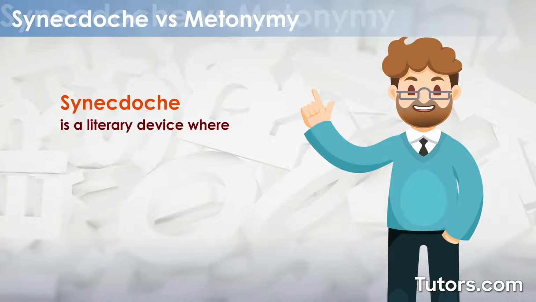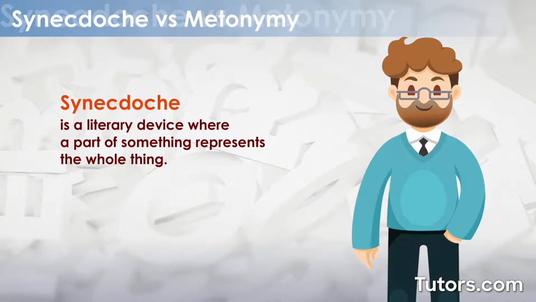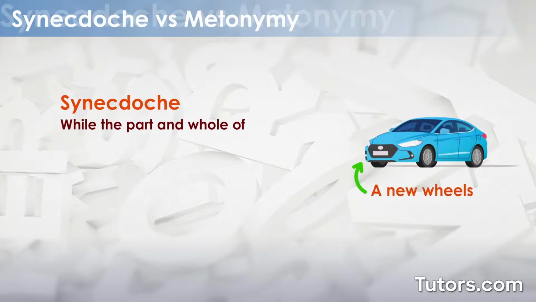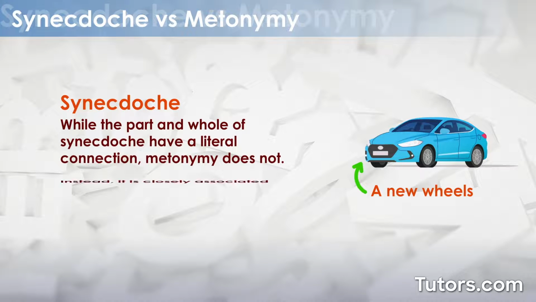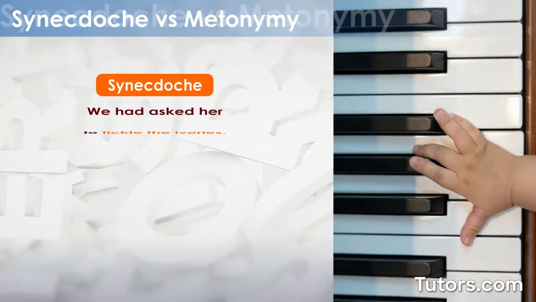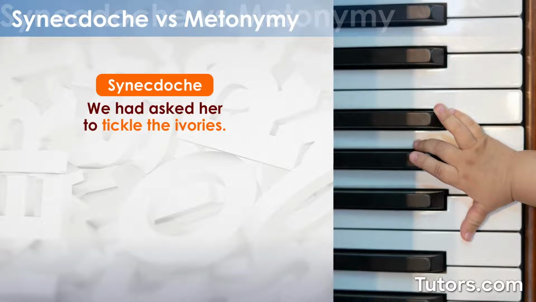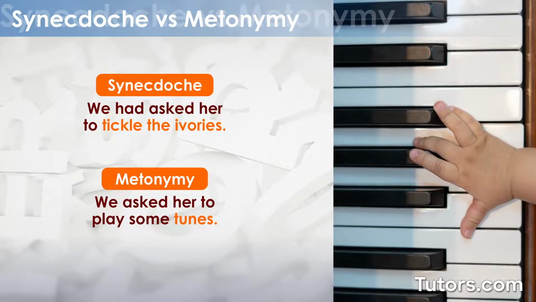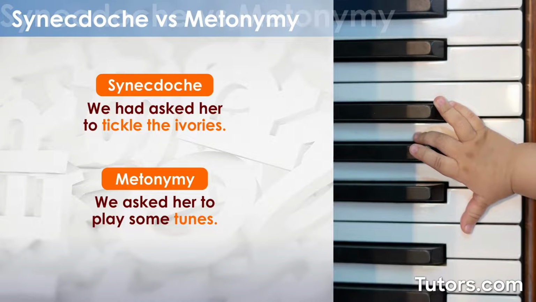Synecdoche is a literary device where a part of something represents the whole thing. While the part and whole of synecdoche have a literal connection, metonymy does not. Instead, it is closely associated with what it references. Tickling the ivories identifies a literal characteristic of a piano, as keys were originally ivory. Tunes gives the effect of playing the piano.